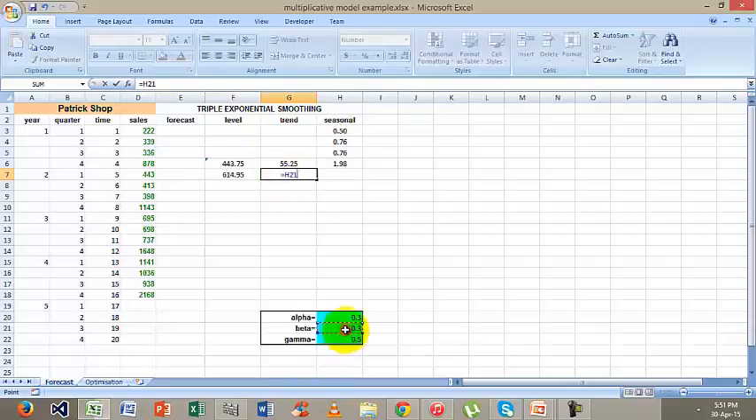Trend will be beta multiplied by level at time 5 minus the level at time 4, plus 1 minus beta multiplied by the previous trend. Here again, fix the parameters.